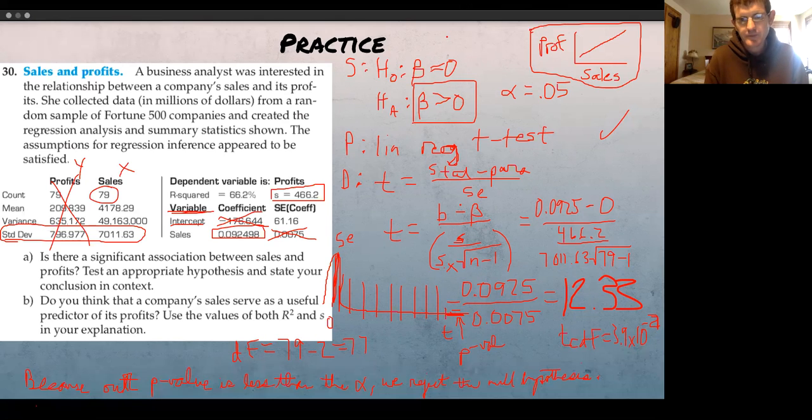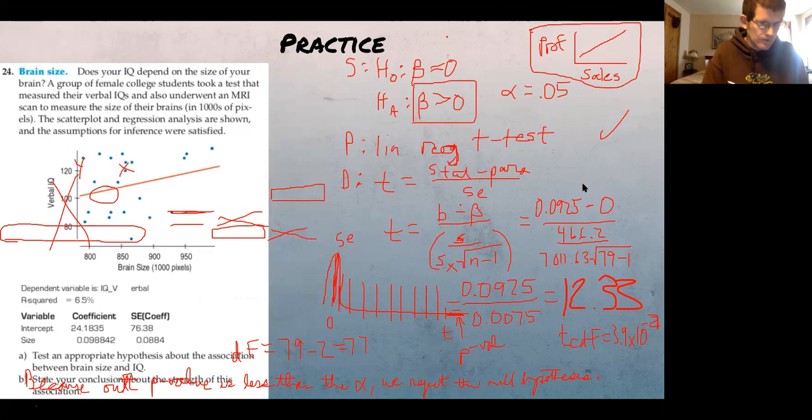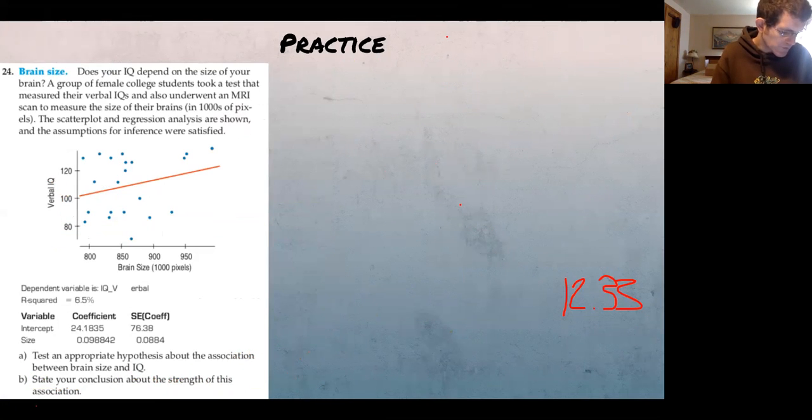All right. Assuming everyone's good with that, I will jump to the next one. And there we go. I'll go and clear all of this. Run through this problem. And this one is dealing with brain size and verbal IQ.